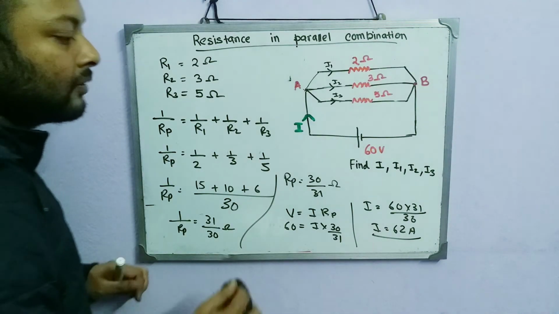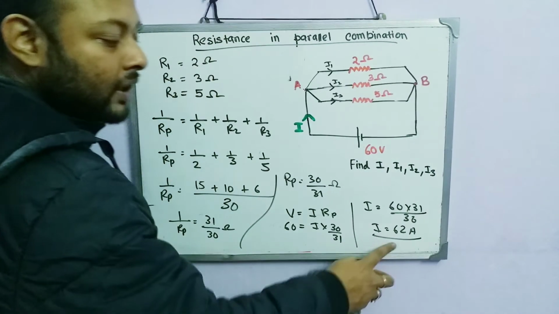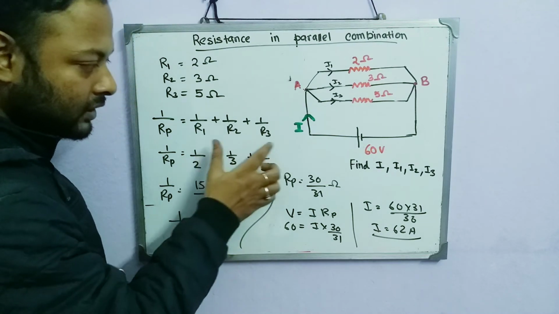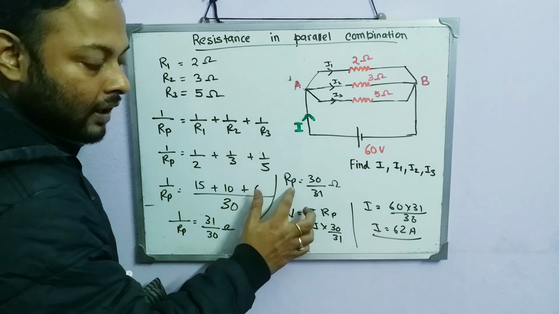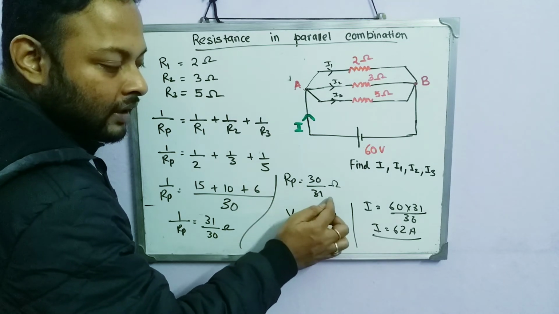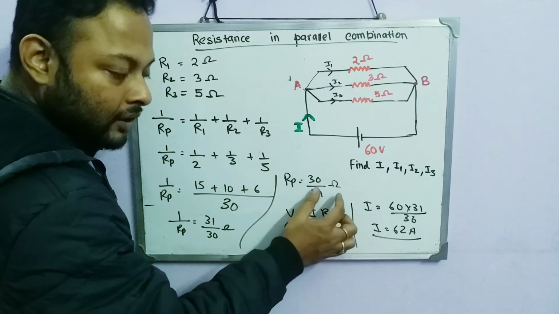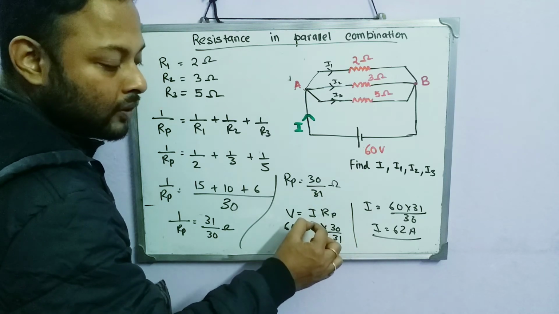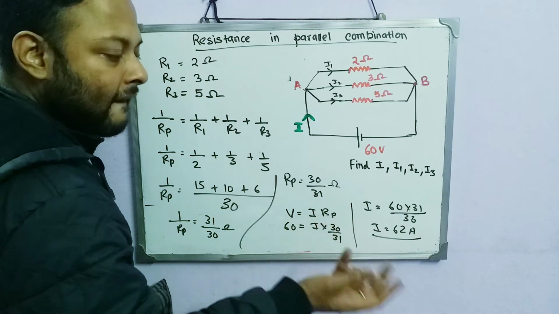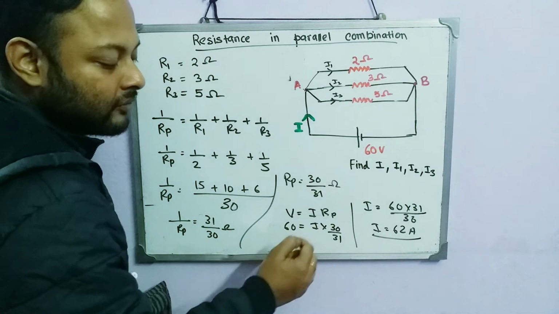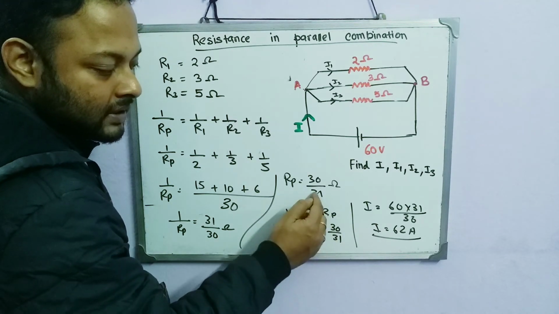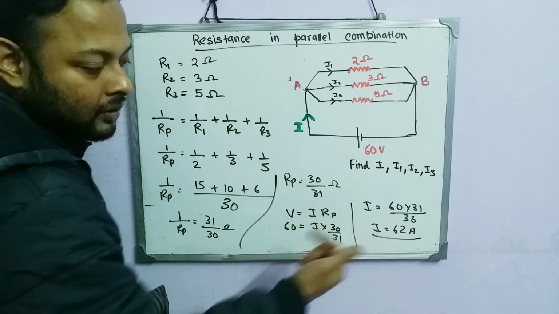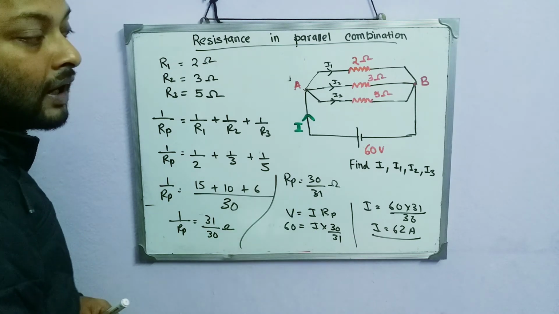How am I supposed to do that? I think you understood till here how to get the 62 ampere. Calculate the equivalent resistance using the formula for Rp, then put that value in the Ohm's law equation, V is equal to IR, where V is 60 volt and Rp is the equivalent resistance. Put the values and you get the current I.